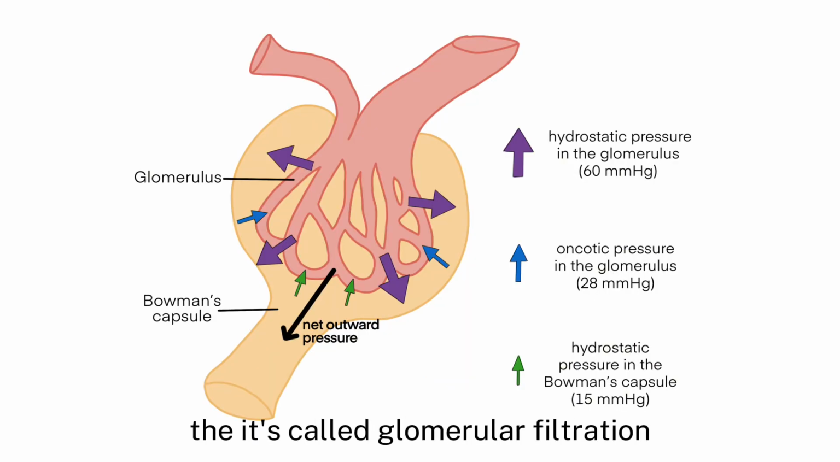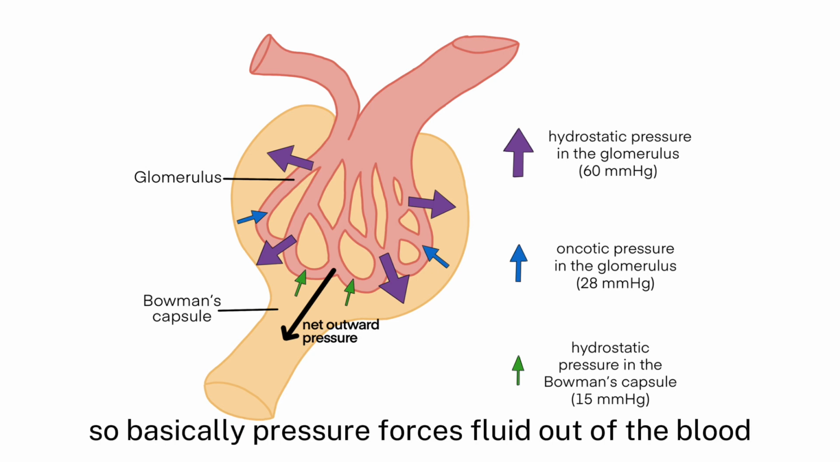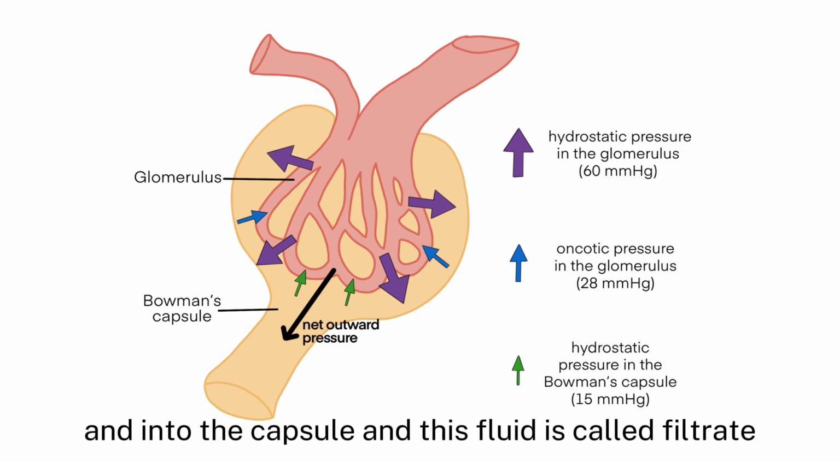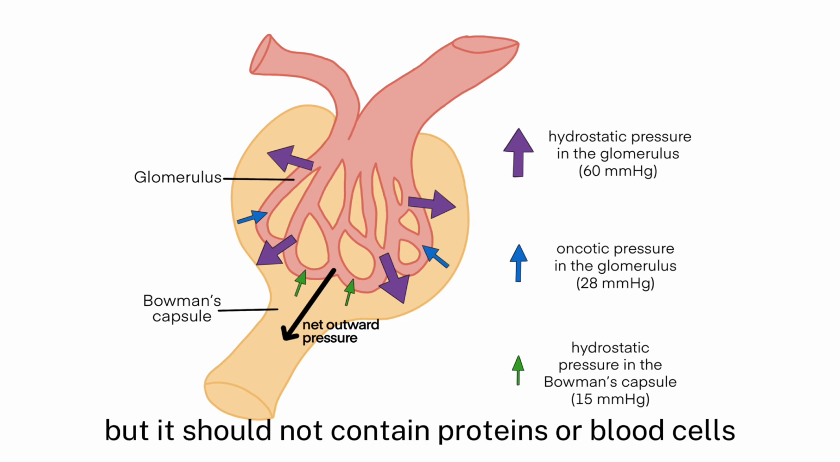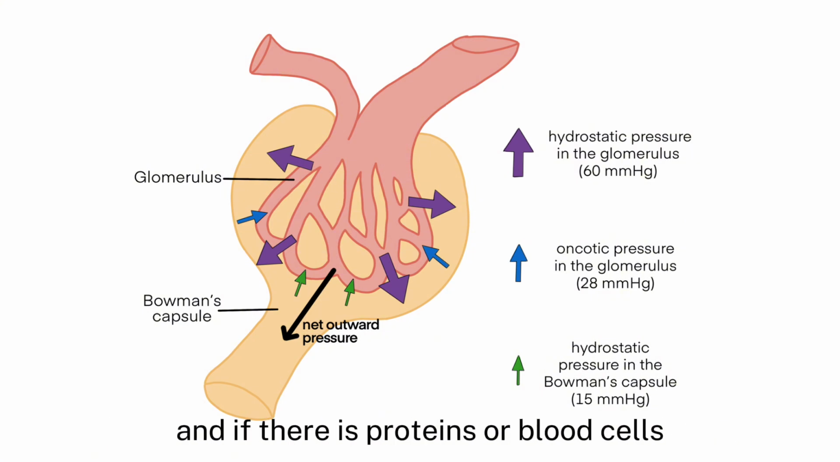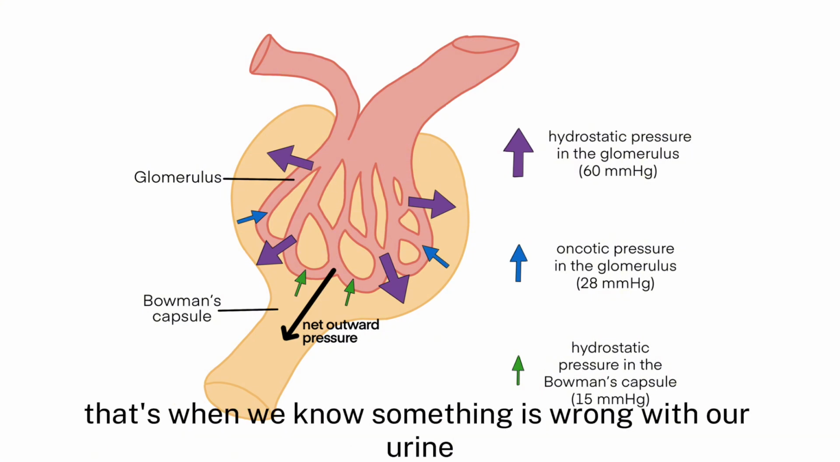It's called glomerular filtration. So basically, pressure forces fluid out of the blood and into the capsule. And this fluid is called filtrate, and it contains things like water, glucose, ions, and waste. But it should not contain proteins or blood cells. And if there are proteins or blood cells, that's when we know something is wrong with our urine.